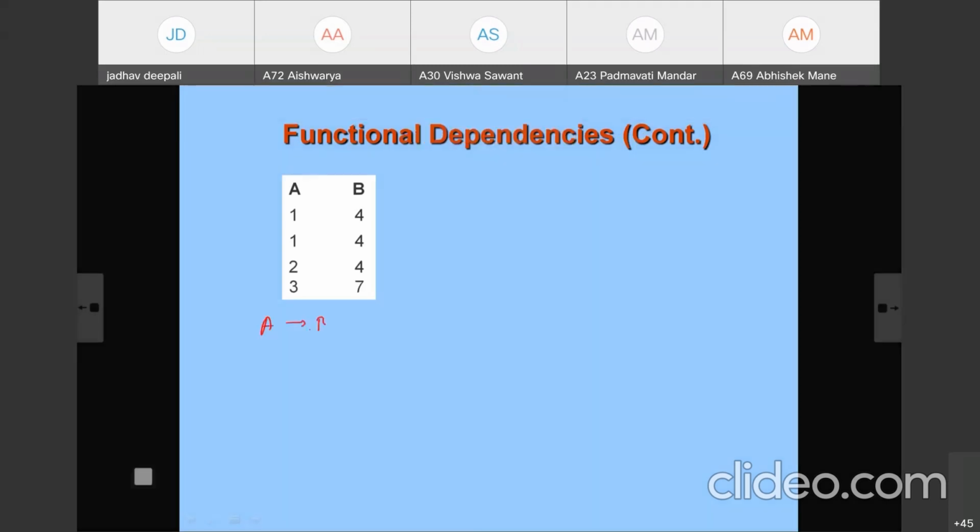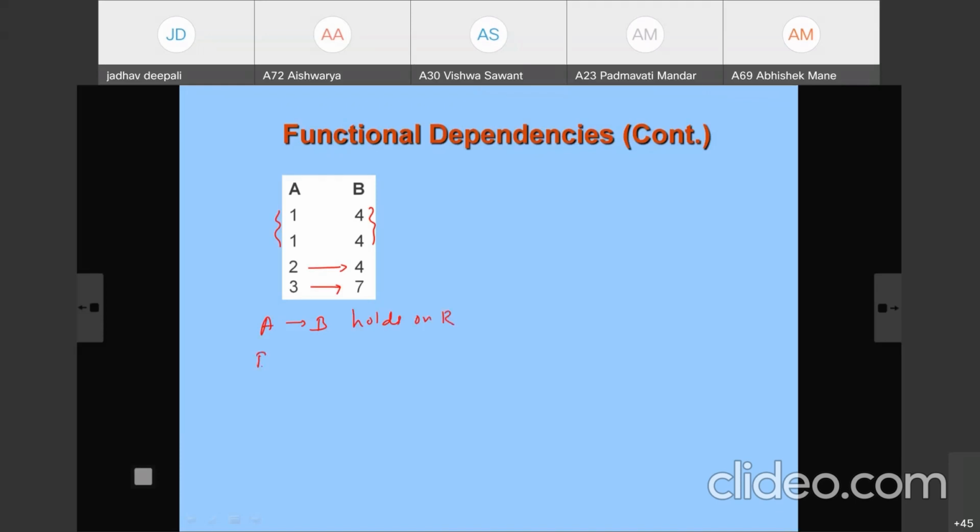Why? Because for these two tuples it has the same value. For these two tuples it has the same value. 2 uniquely identifies this value and 3 uniquely identifies this value. Remaining tuples are unique. Means it holds on this relation R.